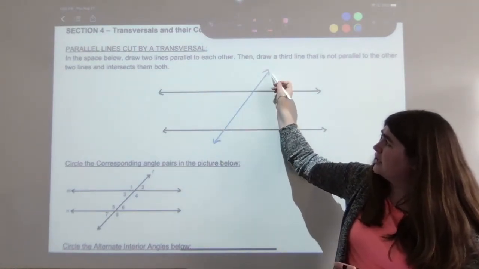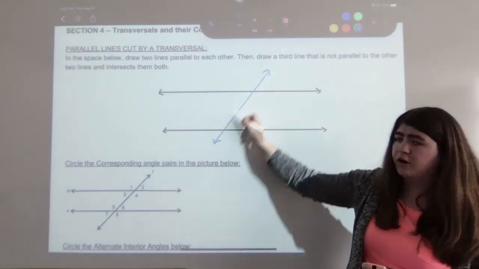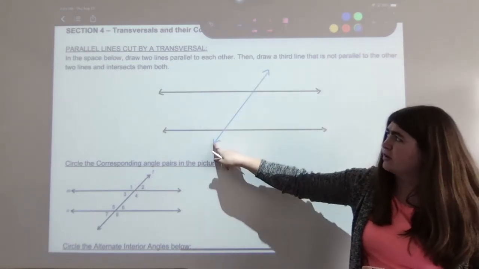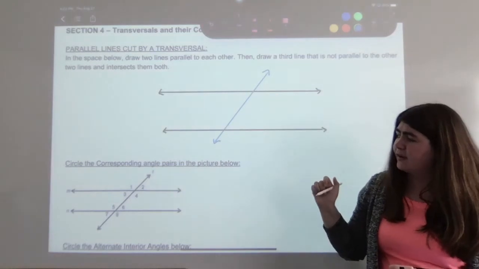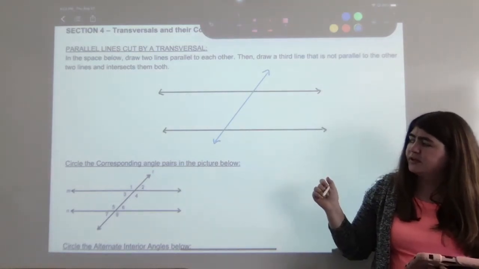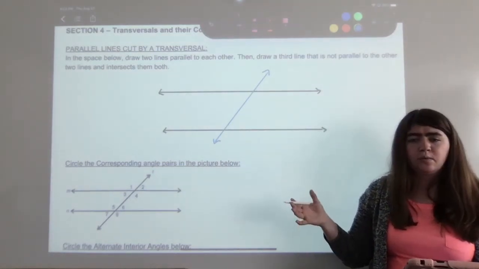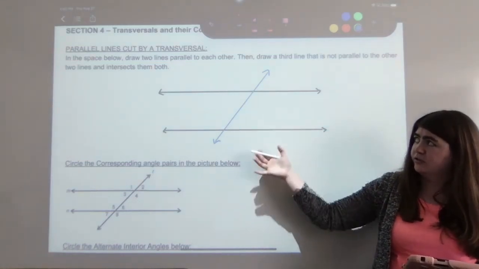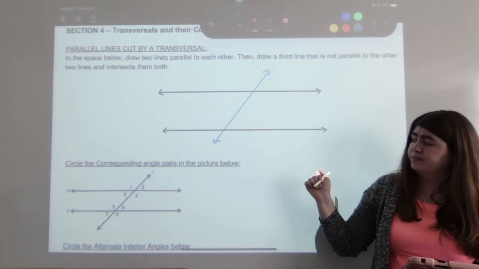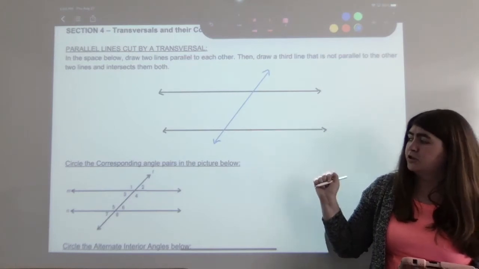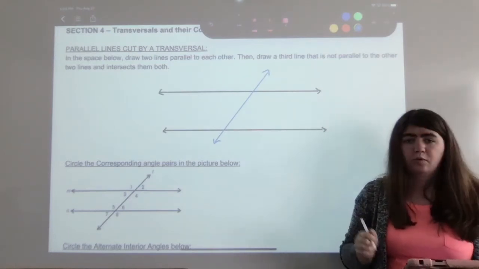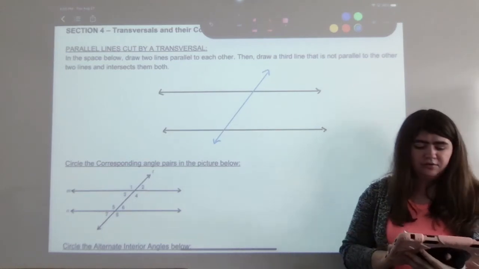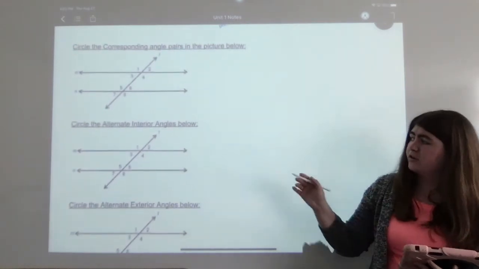So this line that intersects both lines and crosses over both lines, this line is what we call a transversal. So we have several properties and angle names that we use when we're looking at the angles on a transversal or potentially multiple transversals. We're going to stick with just one for now. And we'll start with corresponding angles. So we have the corresponding angles.